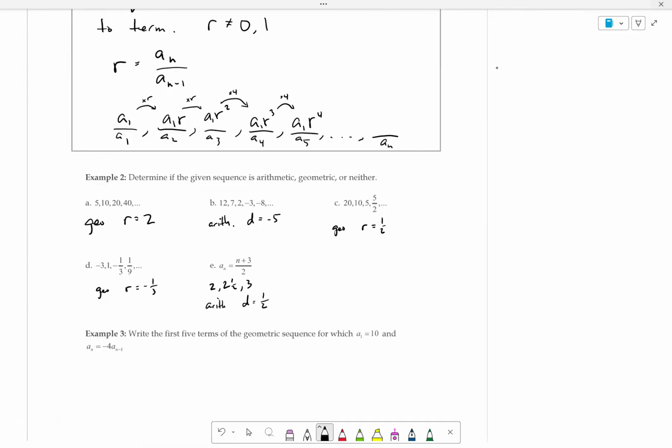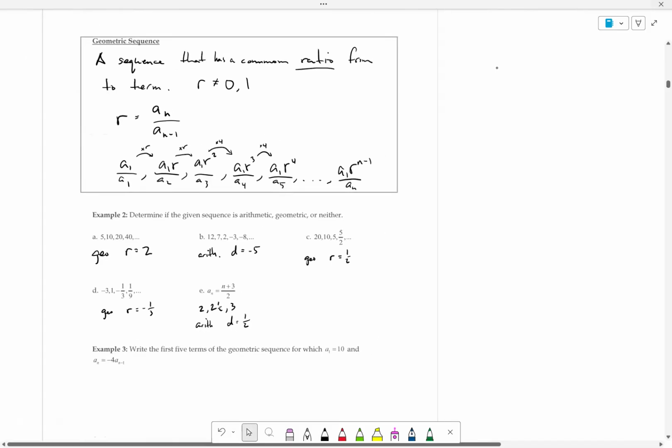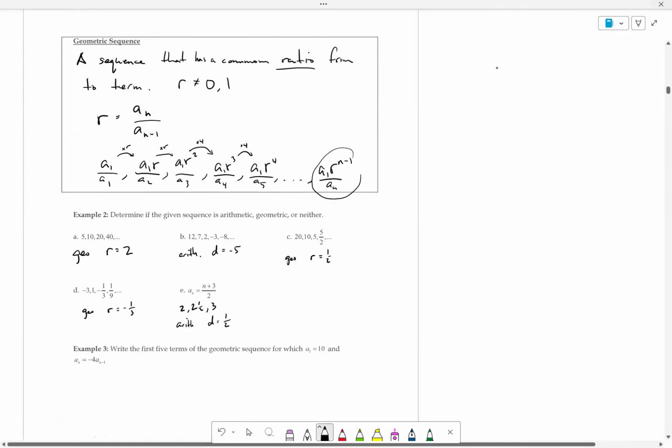Anyone get it? Who'd like to tell us? Are we good with that? Does that n minus 1 sound familiar? Kind of the same thing as the arithmetic. So what we've just done here is built the explicit formula. The a sub n is equal to a sub 1 times r to the n minus 1.